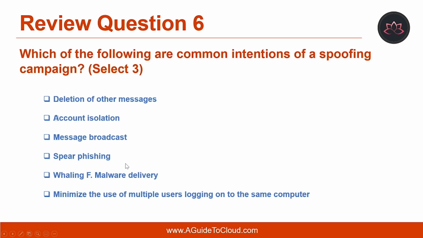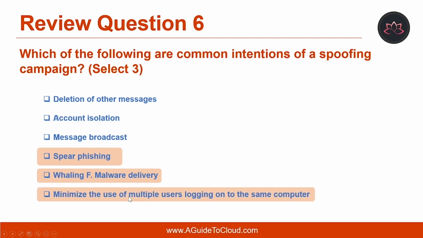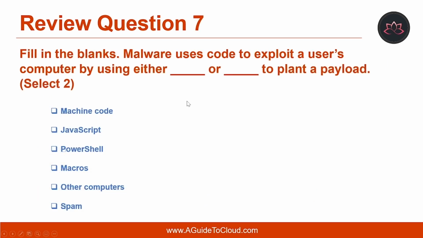The answers are spear phishing, malware delivery, and minimize the use of multiple users logging on to the same computer. Let's look at question number 7. Fill in the blanks. Malware uses code to exploit a user's computer by using either dash or dash to plant a payload. The correct answer is JavaScript and macros.